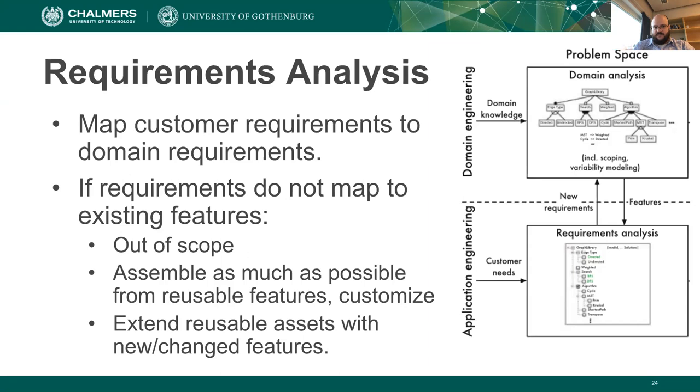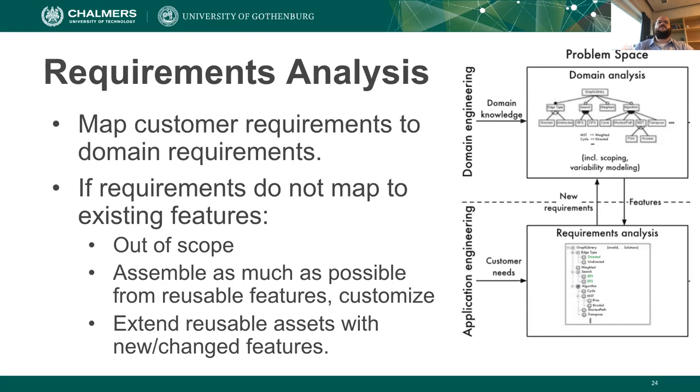Ideally, requirements analysis can be reduced to a selection of existing features, such that the product can be assembled using reusable assets associated with those features. If a customer's requirements can't be mapped to one or more existing features, we can then decide if that requirement is out of scope for our product line, and we just will not provide a corresponding feature, not our job. And we can then assemble the next best product without this feature and manually extend the resulting product with custom extensions. That way, we can invest additional implementation effort during application engineering, which is not integrated back into the product line.